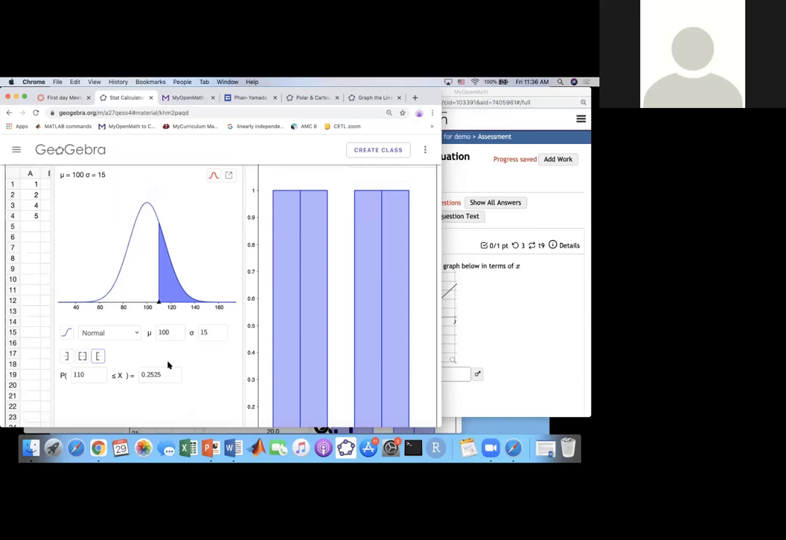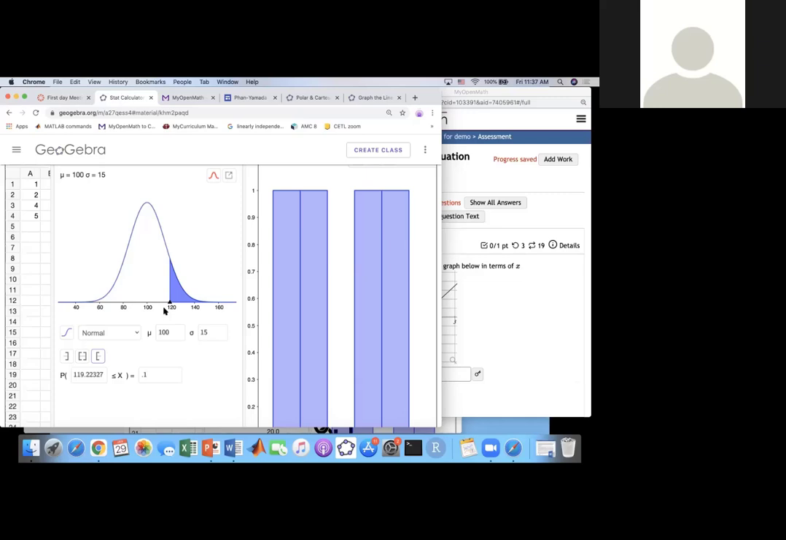Or you say, what would the top 10% score be? So you can do that too. The top 10% would be 0.1, and then it's going to give you the score, which is going to be 119 something. So it has everything to do that part. Yes, students can use GeoGebra for everything. The phone works too, but I think the phone is kind of small, so it's hard for them to navigate, but they can use the phone. It works on the phone as well.